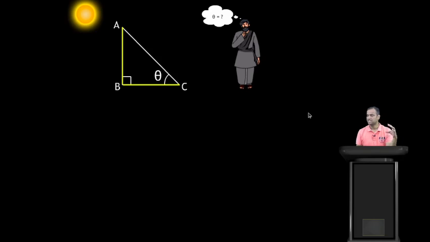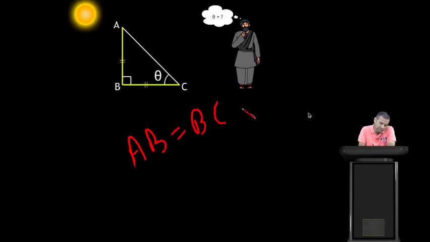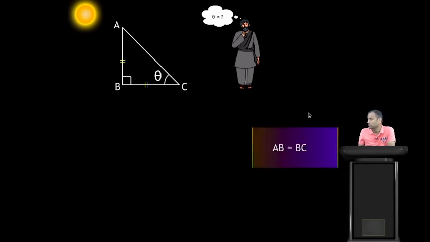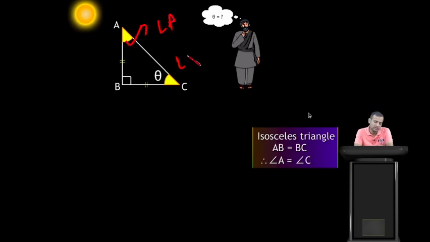Now look, AB is a side of the right angle triangle and BC is another side, and we all know about the trigonometric ratios. There is only one specific value of theta for which side AB equals side BC. When AB equals BC, find the ratio of AB upon BC, and this is called an isosceles triangle. So at this point of time, angle A equals angle C. Now we know that in an isosceles triangle, the opposite angles are also equal. So angle A equals angle C.